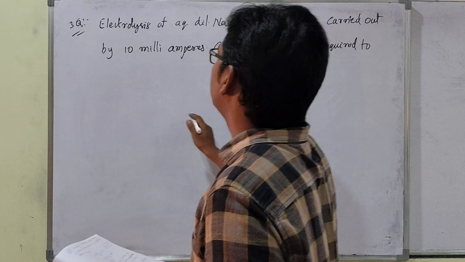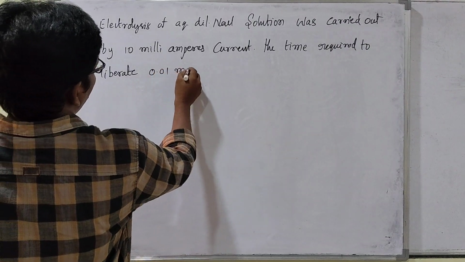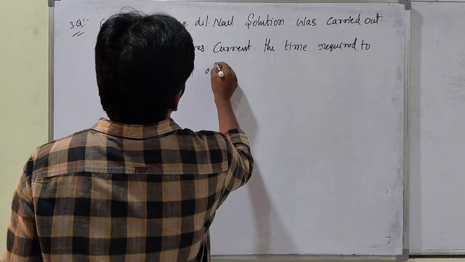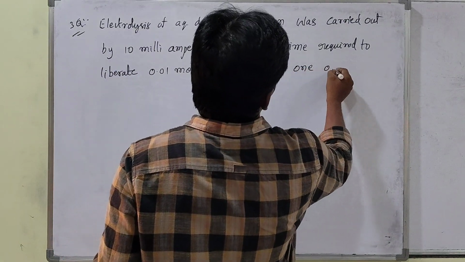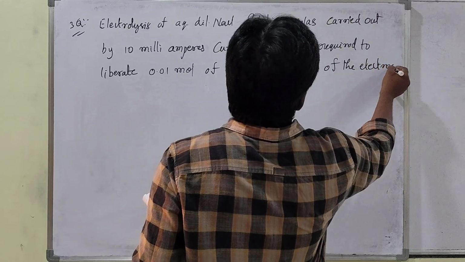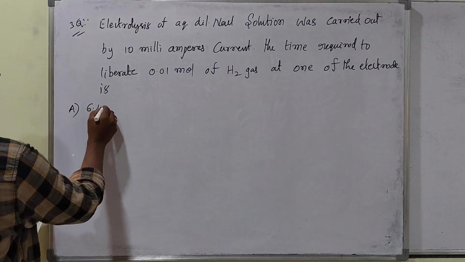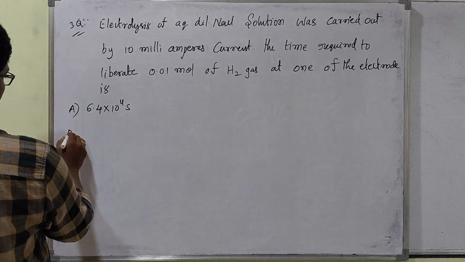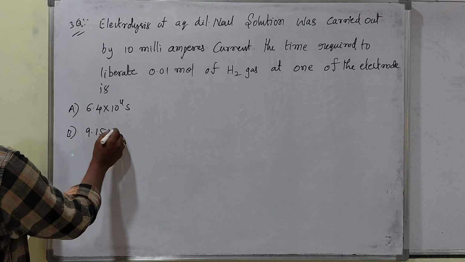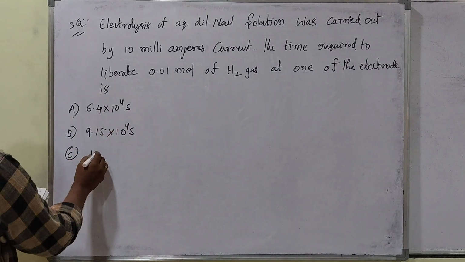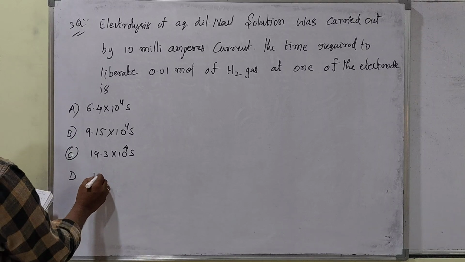The time required to liberate 0.01 mole of H2 gas at one of the electrodes is... They are given like this. Options are also mentioned. A, 6.4 into 10 to the power of 4 seconds. B, 9.15 into 10 to the power of 4 seconds. C, 19.3 into 10 to the power of 4 seconds. D, 10 to the power of 4 seconds.